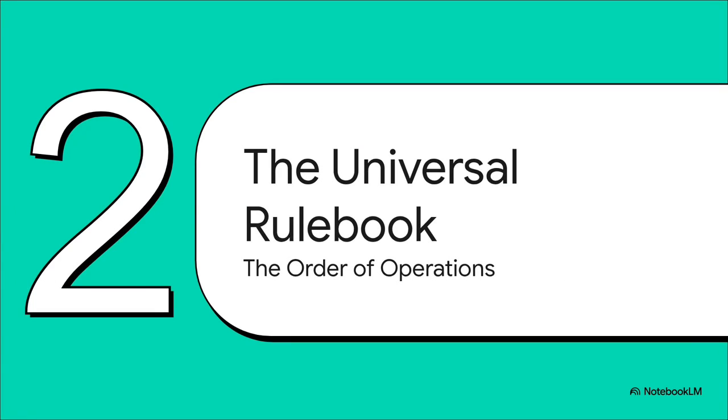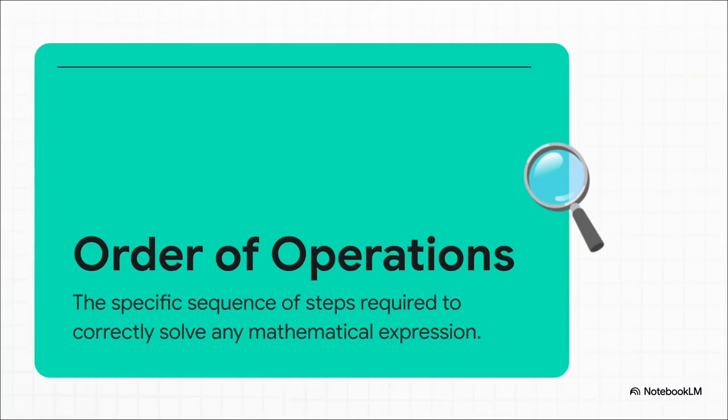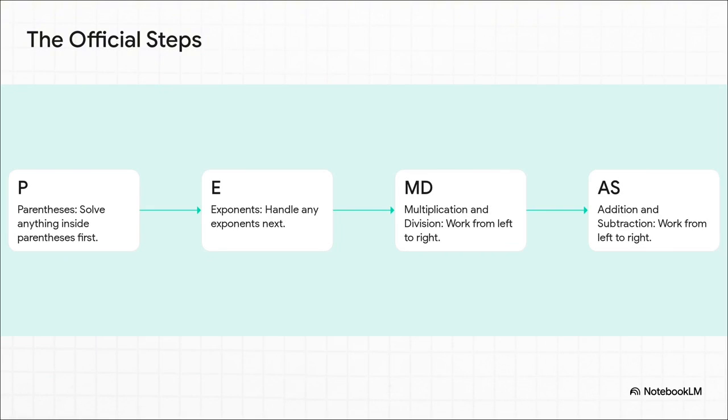And now for the secret key I was talking about. This is the instruction manual that unlocks the entire problem. This is the part that makes sure math works the same for absolutely everyone, everywhere. It's called the order of operations. And really, it's just a simple agreement that people all over the world have made that says, hey, we're all going to solve problems in this exact order. This prevents any confusion, and it guarantees that we all get to the same correct answer from the same starting point.